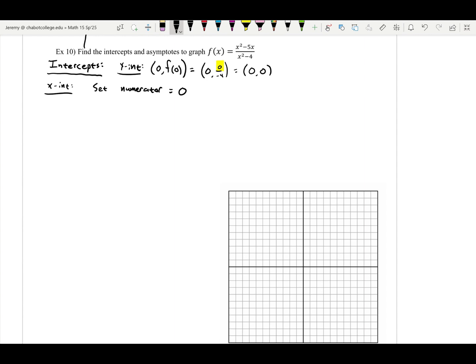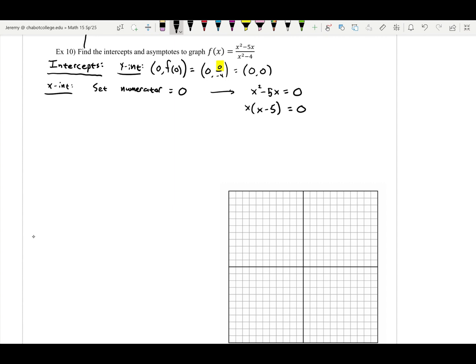Okay, we can set the numerator equal to 0, because any values of x which make that numerator 0 will make the whole function f equal to 0. So I'll set this equal to 0 and solve. Solving by factoring is going to be the move here.